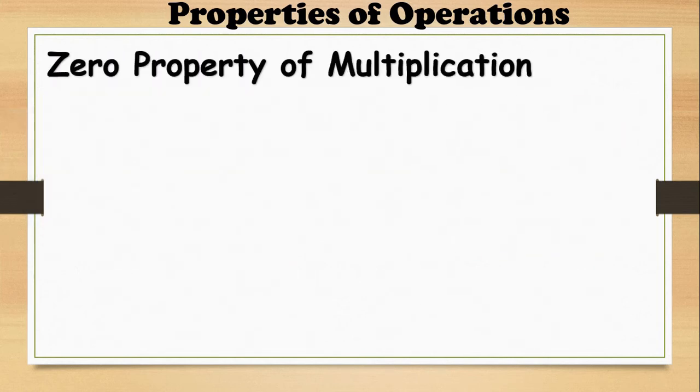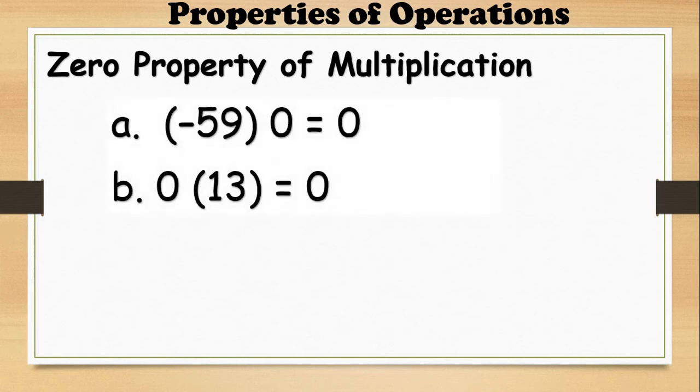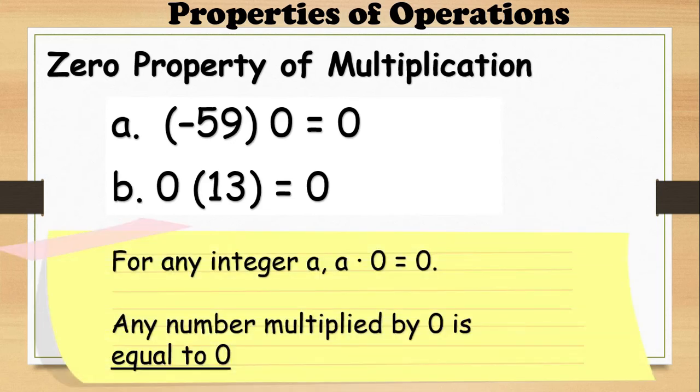Meron din tayong zero property of multiplication. So we have negative 59 times 0 is equal to 0, and 0 times positive 13 equals 0. So ano napansin natin? For any integer a, a times 0 is equal to 0. Any number multiplied by 0 is equal to 0. So ito yung pinakamadali sa lahat ng property, kung saan pag multiply natin yung number sa 0, ay laging ang magiging product ay 0.